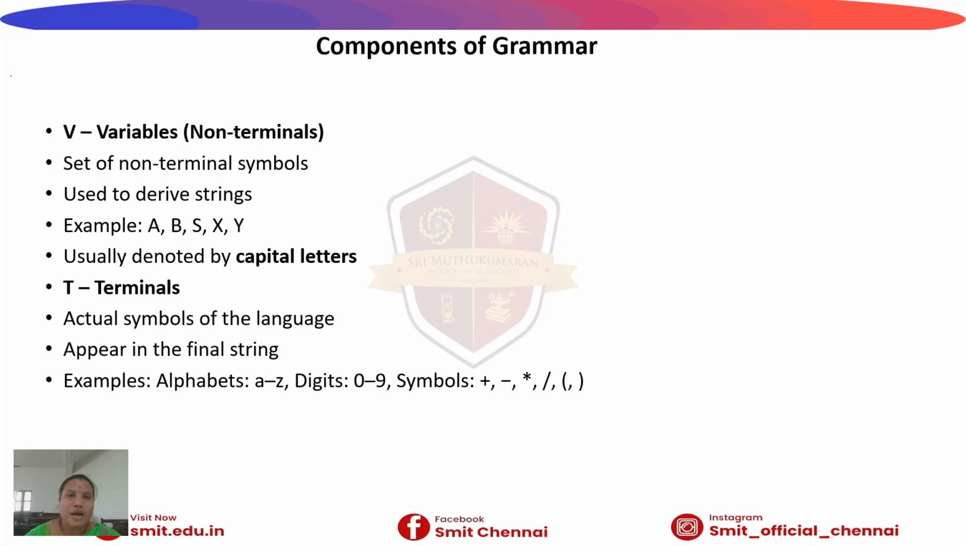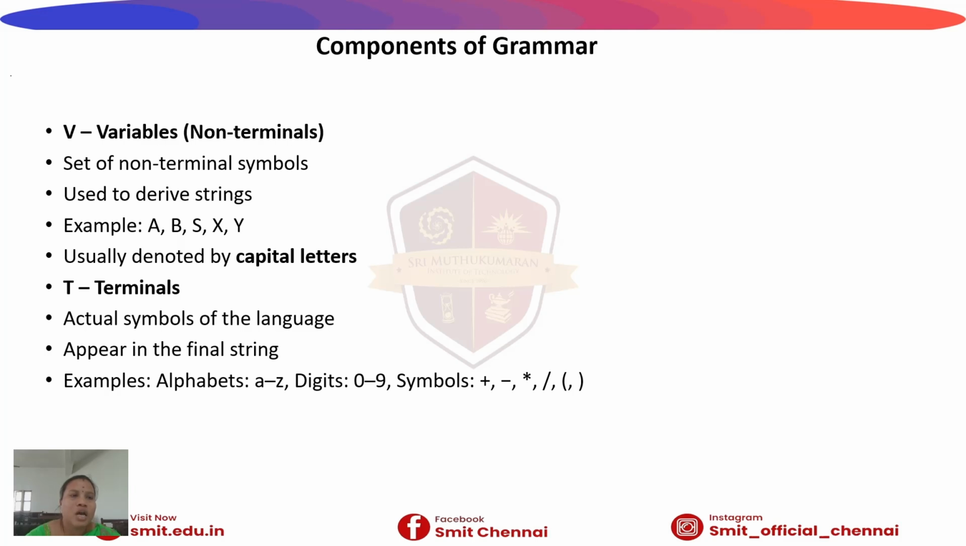Now the components of grammar, one by one, as a detailed explanation of the four-tuple representation. First one is variables, which are non-terminal values used to derive strings. For example, capital A, capital B, capital S, capital X, capital Y. They are denoted by capital letters.